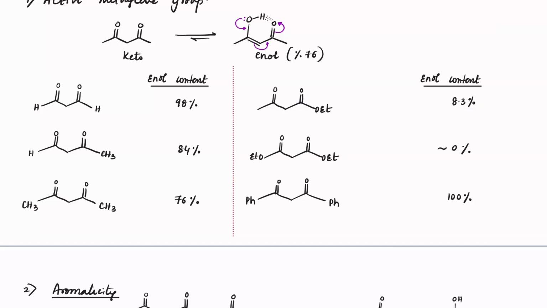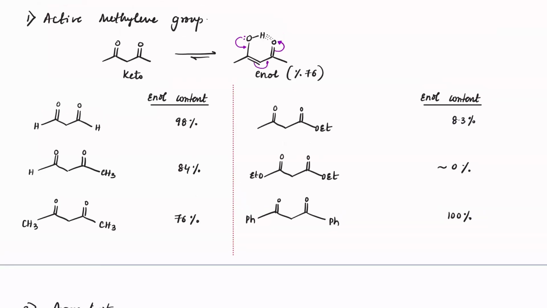Okay. And next, if you have esters on both sides, the enol content is hardly observed. And if you have phenyl on both sides, the content is almost 100%. So these are the first type of cases, which are active methylene cases.